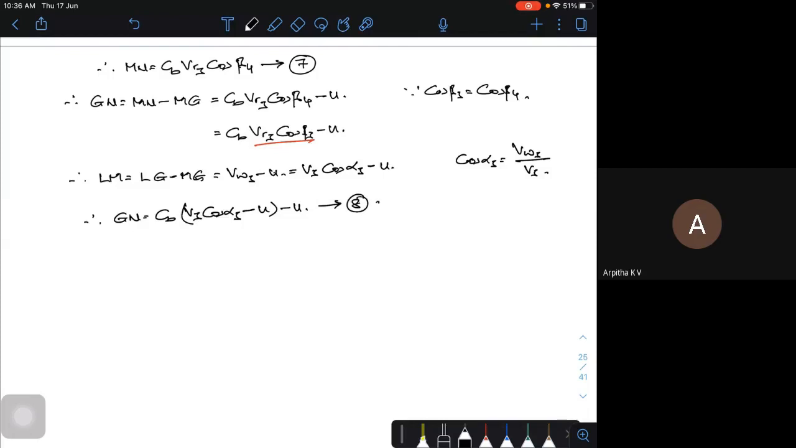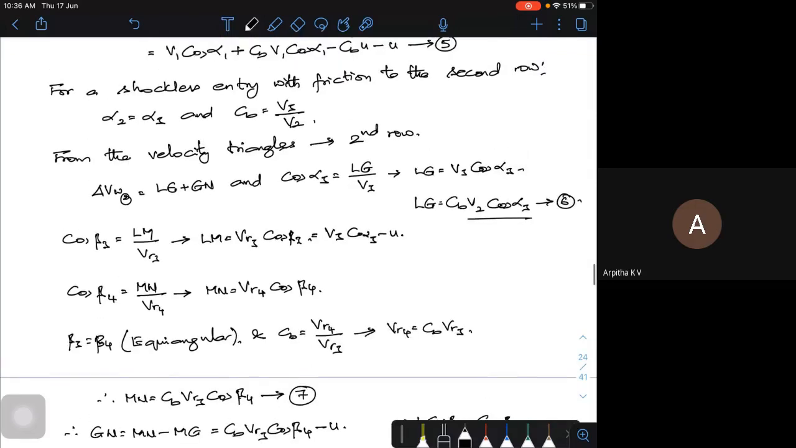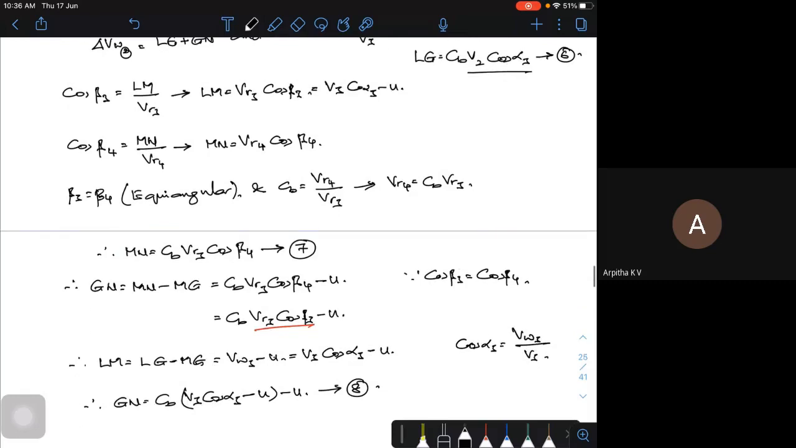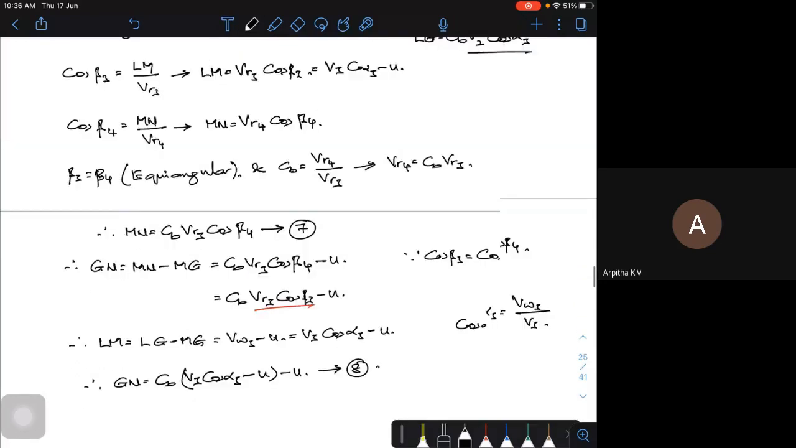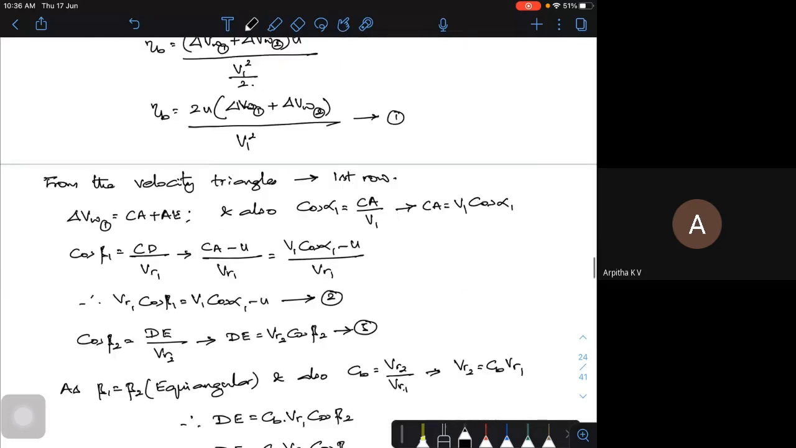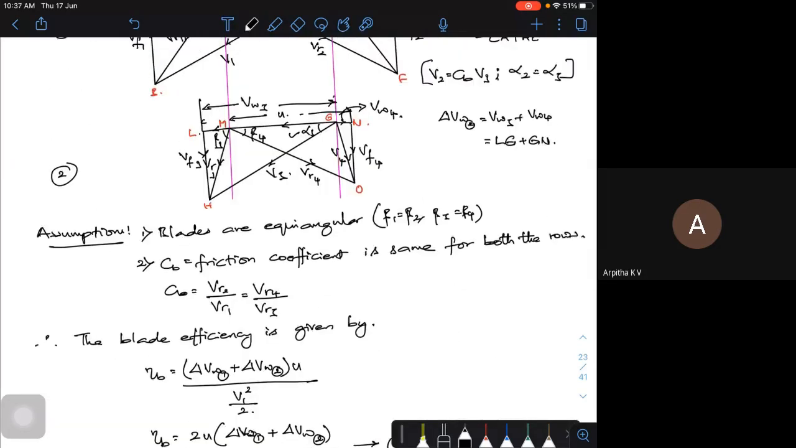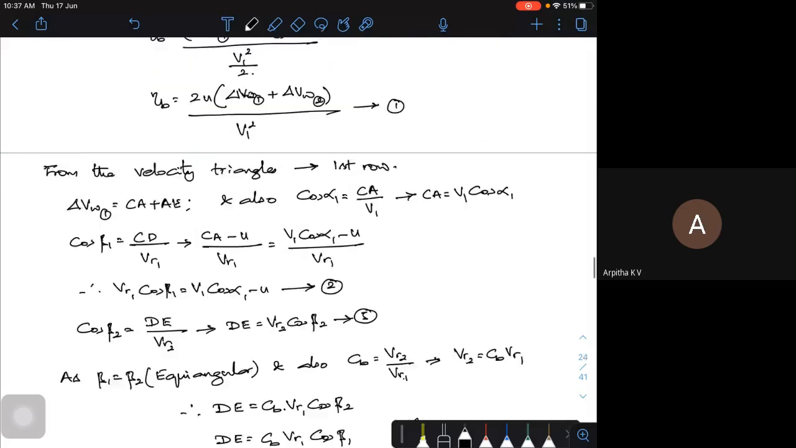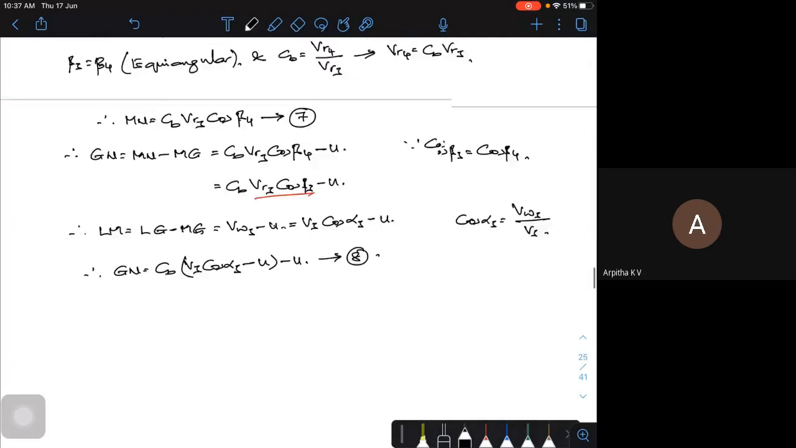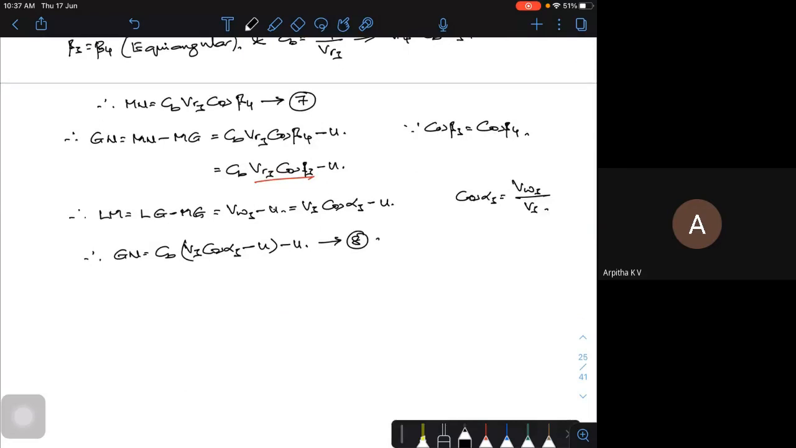Now we will try to substitute this in my equation, which is the equation for delta VW2, that is LG plus GN. I have to substitute for LG. What is LG? If you go back here, LG is VW3, which I can write as V3 cos alpha 3.